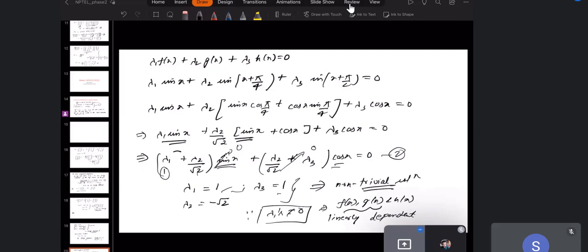And this value of lambda is not equal to 0. So what I mean to say is that you are able to prove that you have some values of lambda which are not equal to 0. And for that value of lambda, you are able to satisfy this equation. And hence, these functions are linearly dependent.